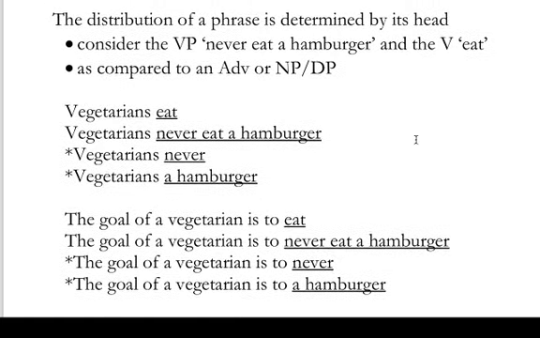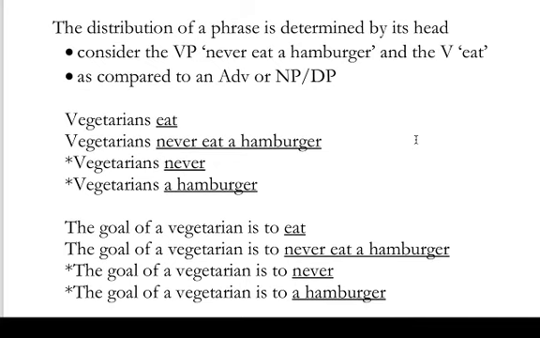Here's another data point, another place where, again, the goal of a vegetarian is to eat. So the verb can appear in this particular context. And as we predict, the verb phrase can also appear here. The goal of a vegetarian is to never eat a hamburger. This is now a different context than we started in, but we see across this other context, you can find the verb here. Therefore, you can also find the verb phrase here.